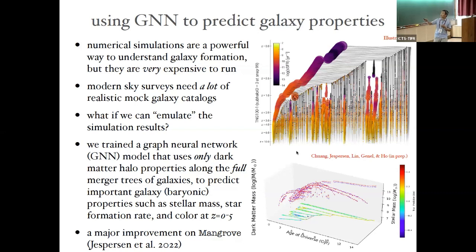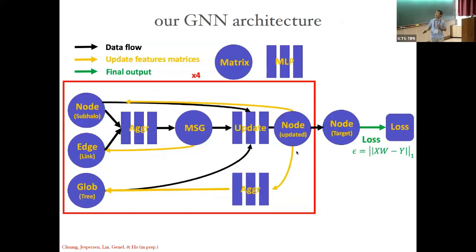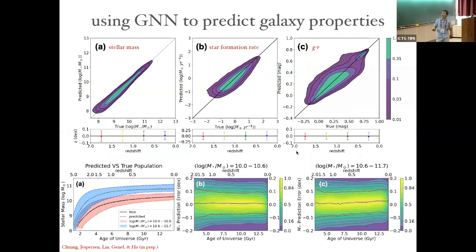We can infer the galaxy properties anywhere along the merger tree, such as the stellar mass, star formation rate, color, etc., from redshift 5 to 0. Let me skip the architecture and just show you the comparison between our predicted and the true values for stellar mass, star formation rate, and g-r color.